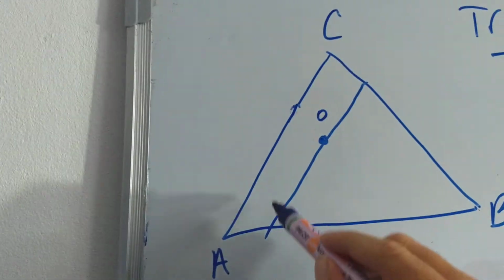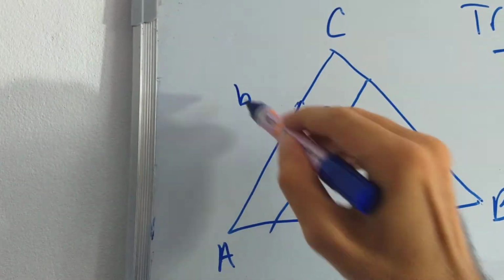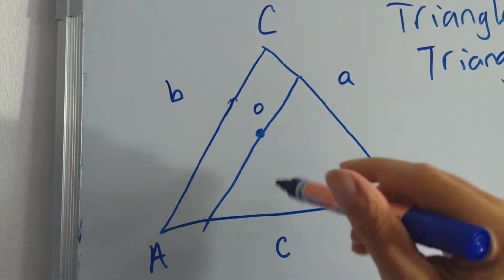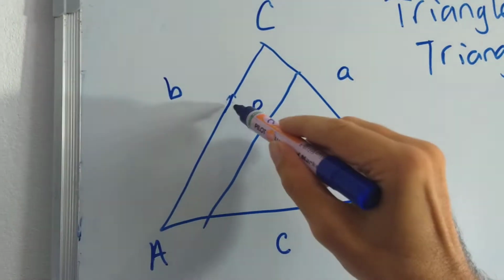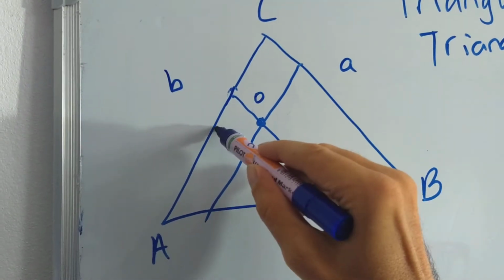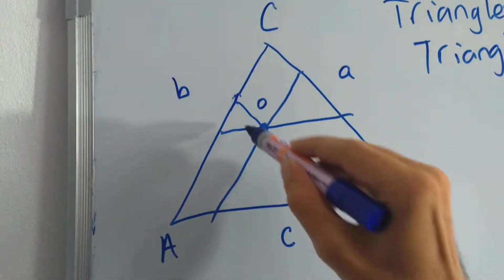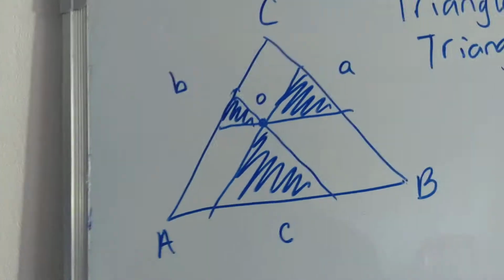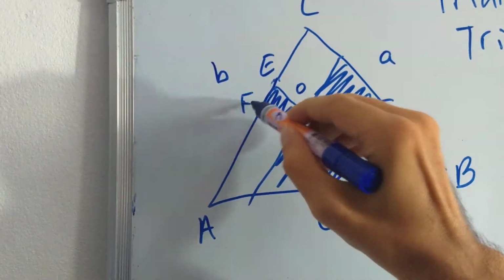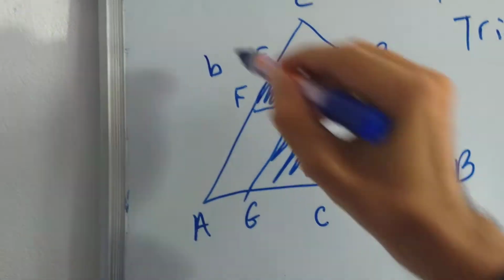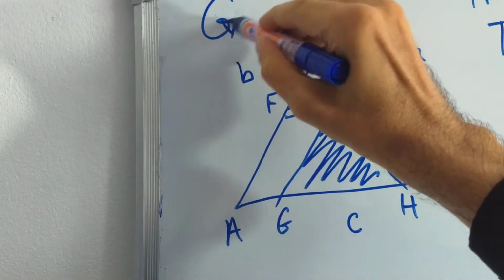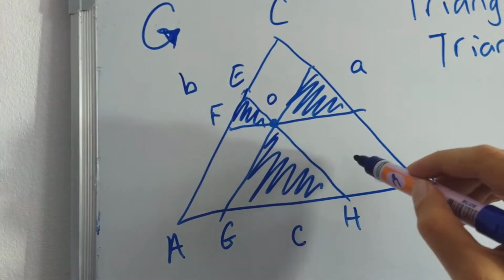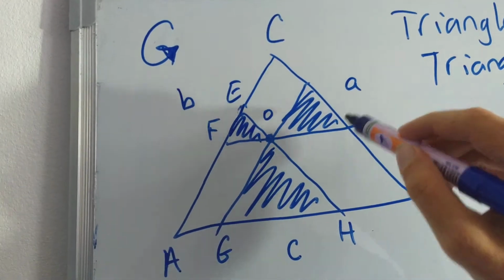So this line parallel to this side is B, this side is A, this side is C according to classical conventions. And we draw parallel to this, and now draw parallel to C. So we have these little triangles, triangles within triangles. Okay. And let's label these points. E, F, G, H, again, counterclockwise this way, just so that we have some sense of direction. It's so easy to get lost in these geometry figures.